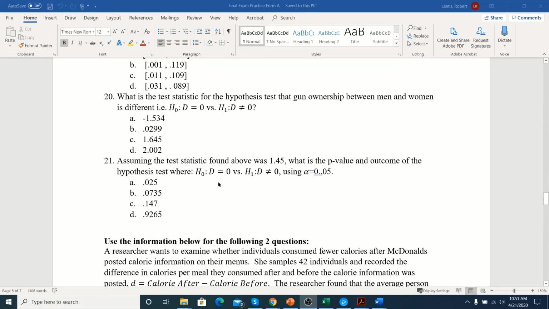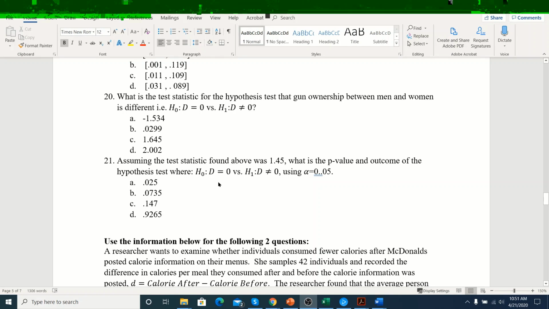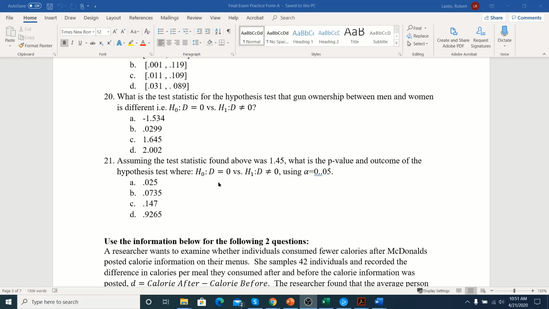Now, once again, to start us all off on the same foot, in 21, I give you an assumed true test statistic, 1.45. So assume that's the test statistic that we found in 20. What would the p-value be? And I said, what's the outcome of the hypothesis test? I cut that off here, but we can talk through that as well.